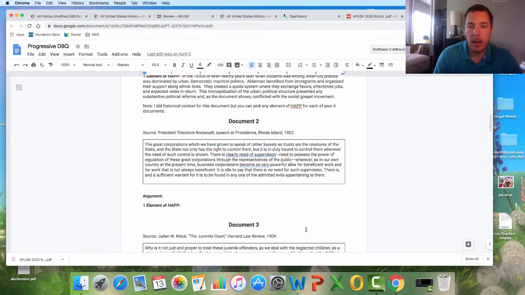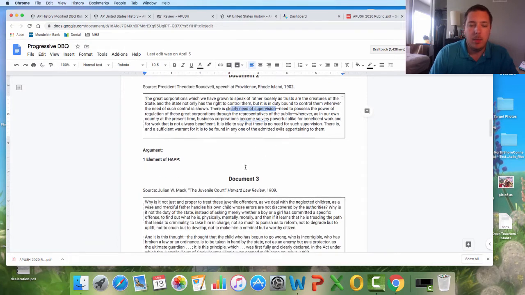Then Doc 2. Your thesis needs to be in categories. So that's local politics, in that case kind of a failure. But here you have President Theodore Roosevelt talking about the great corporations needing to be supervised. This is a substantial change. Remember, the populace was a grassroots movement from the ground up. Here you have the federal government breaking up corporations and busting trusts. That's a substantial change, and that's how you're going to use this document.